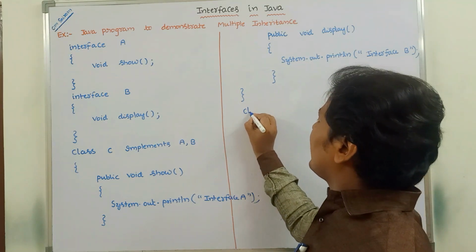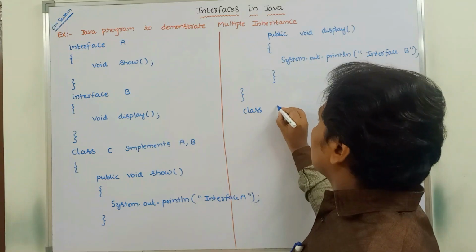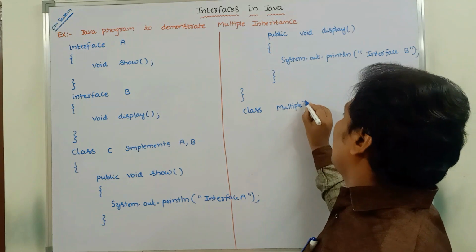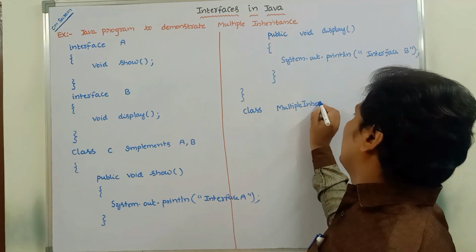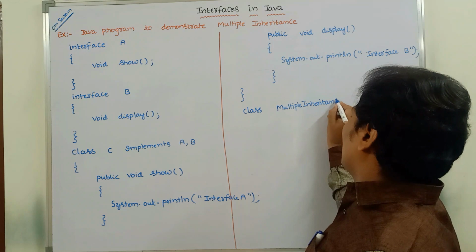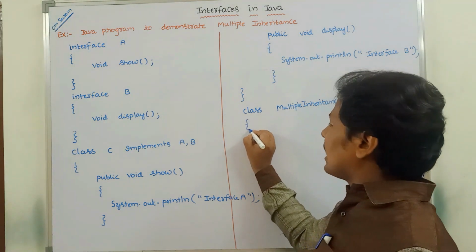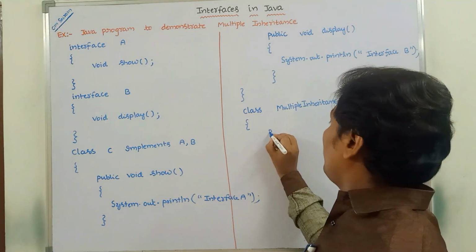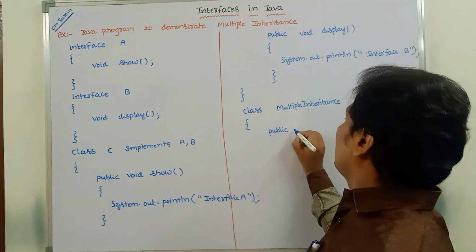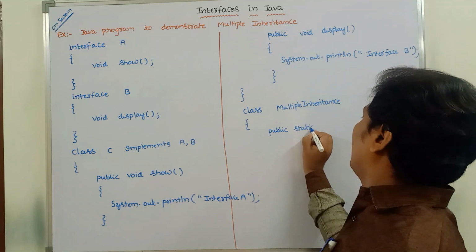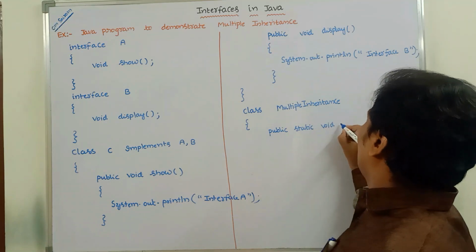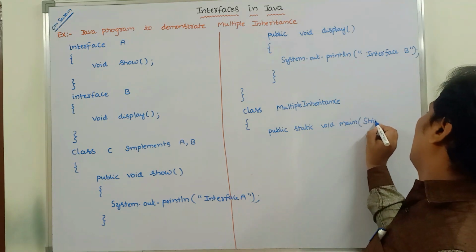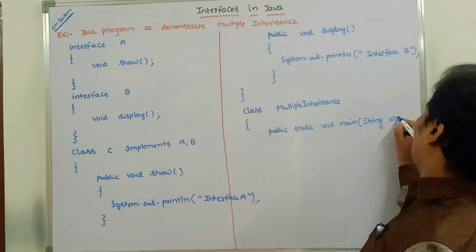Next we have to create another class. The class is MultipleInheritance. This is the main class, and in that class we have to write the main method. So public static void main, String arguments.